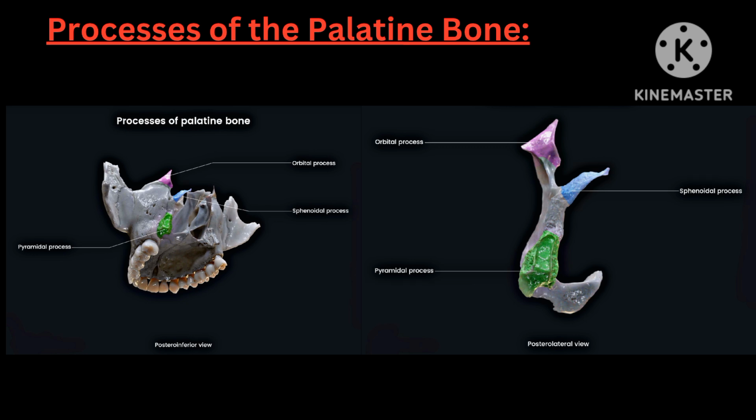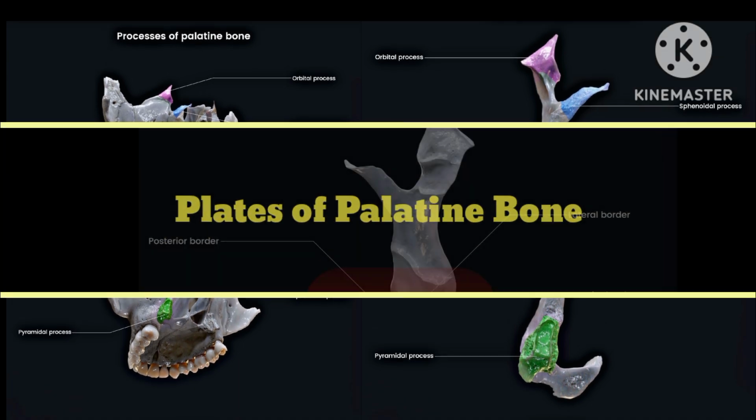Orbital process. Contributes to the floor of the orbit. Articulates with the sphenoid and maxilla. Sphenoidal process. Extends superiorly and articulates with the sphenoid bone. Helps form the sphenopalatine foramen, which connects the nasal cavity to the pterygopalatine fossa.